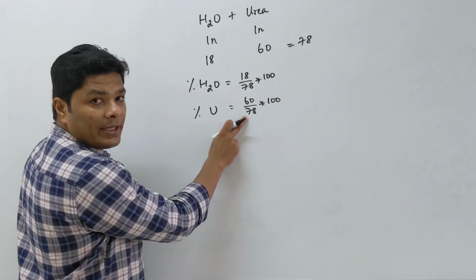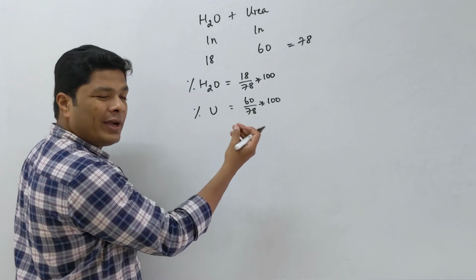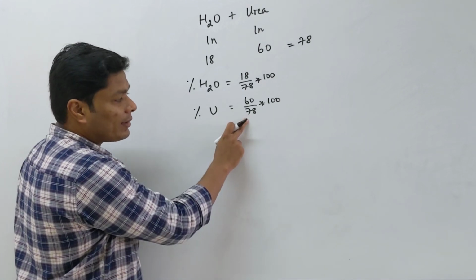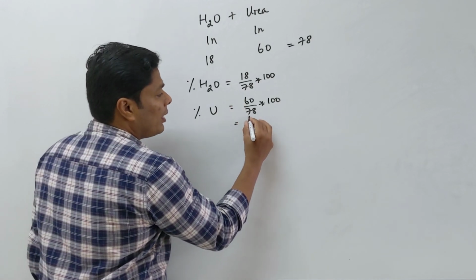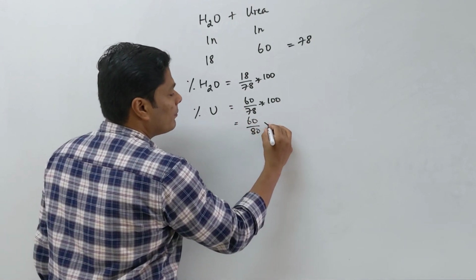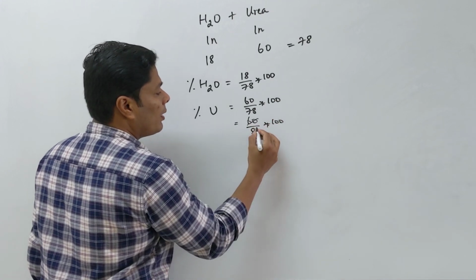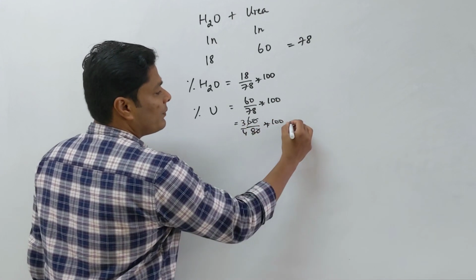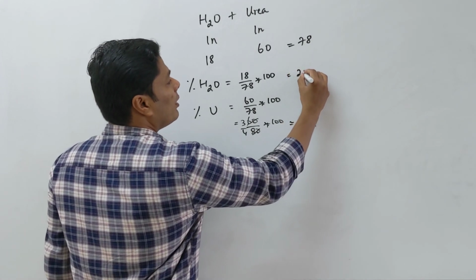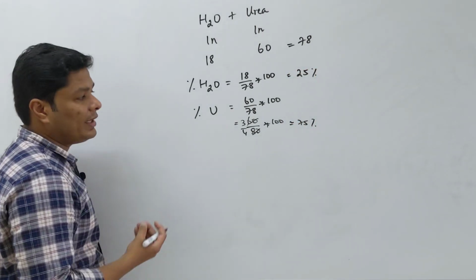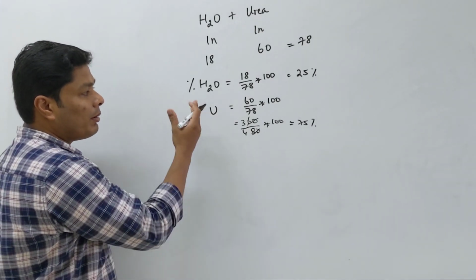Now what's the easier math for you to do? Take it as 80. There is not much difference between 78 and 80. 60/80 is basically 3/4, if you do it, it's a lot easier. So roughly 75%, and water is 25%. A lot easier. So now you can calculate many things from there.